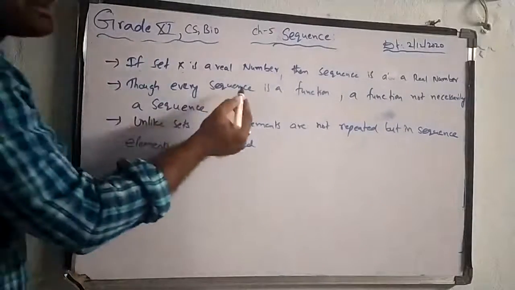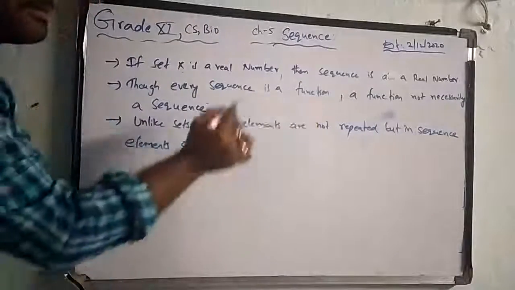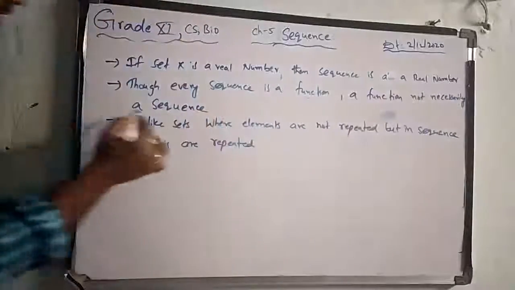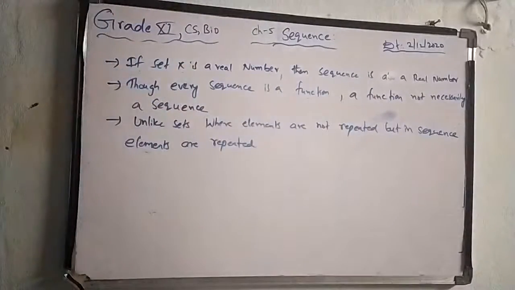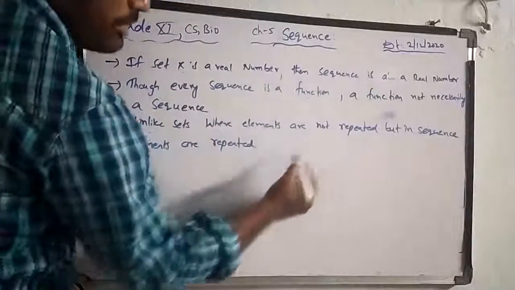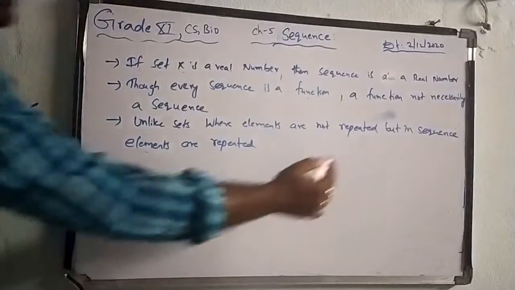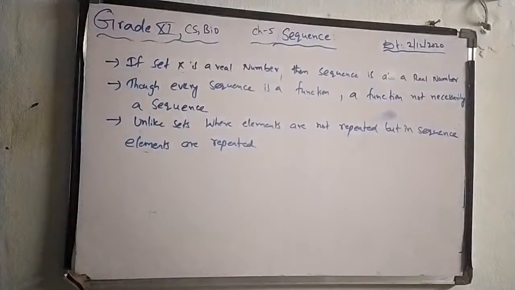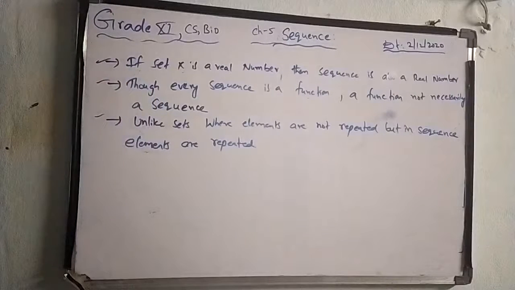Now every sequence we can call a function, but all functions are not necessarily sequences. Unlike sets, in sets we will not repeat any elements when writing a set. But when it comes to sequences, elements can be repeated. So these are the three fundamental things which we have to know.